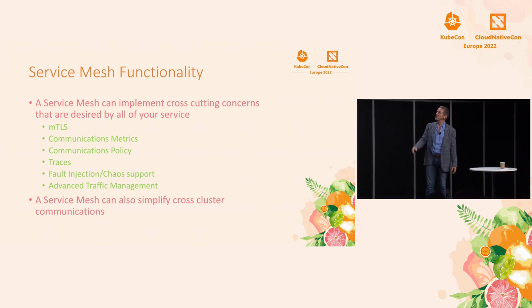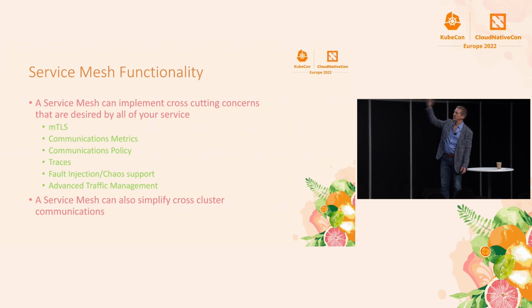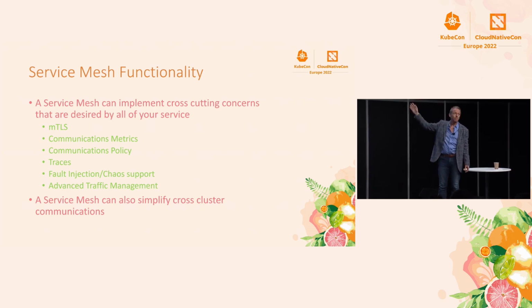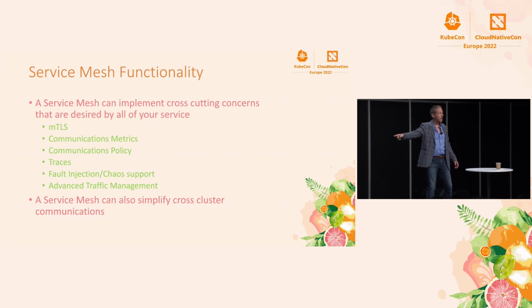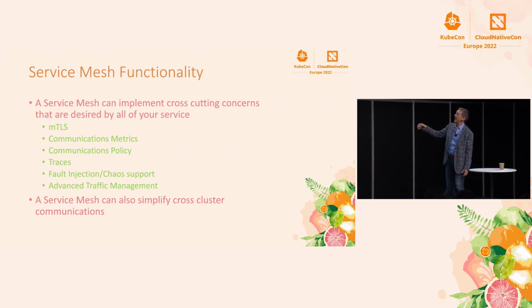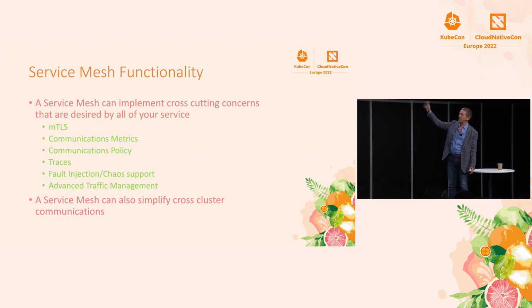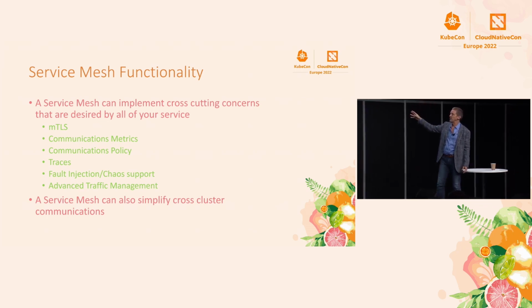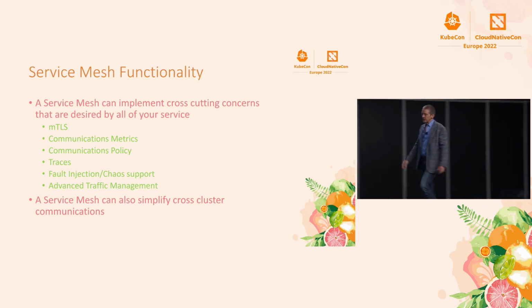Those are the things that they do. They give you MTLS for free, communication metrics for free, communication policy. You can't talk to that guy, but you can talk to this guy. And you can't talk to that guy on Friday, or whatever, policy. Traces, fault injection, chaos support, advanced traffic management. This is what service mesh brings to the table.